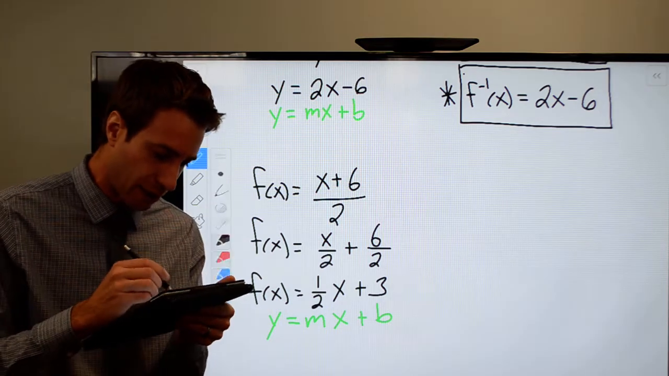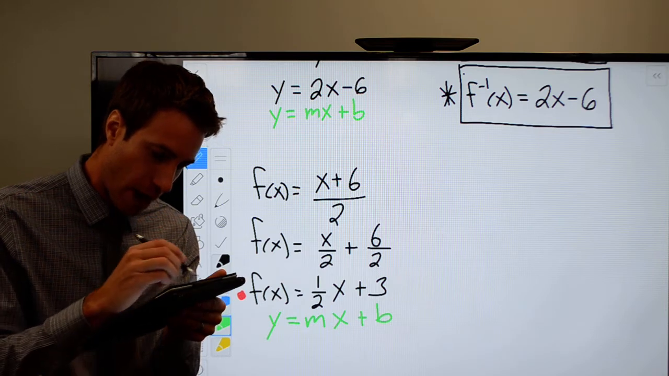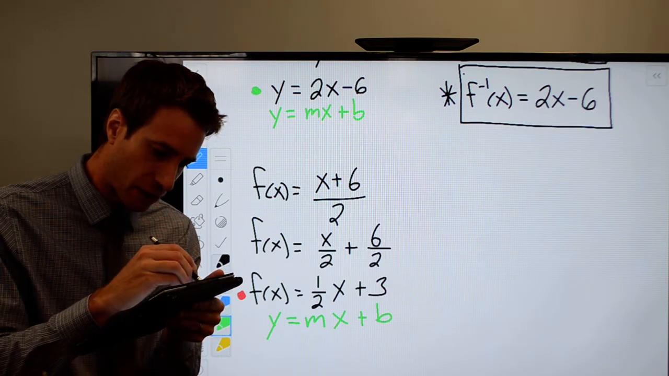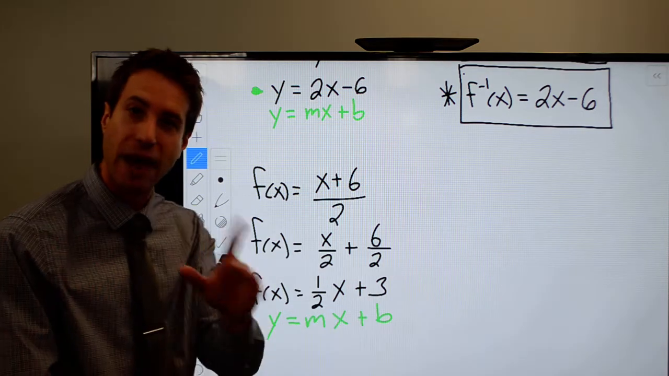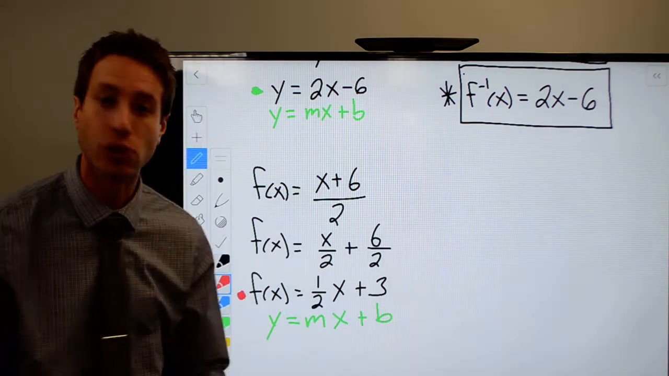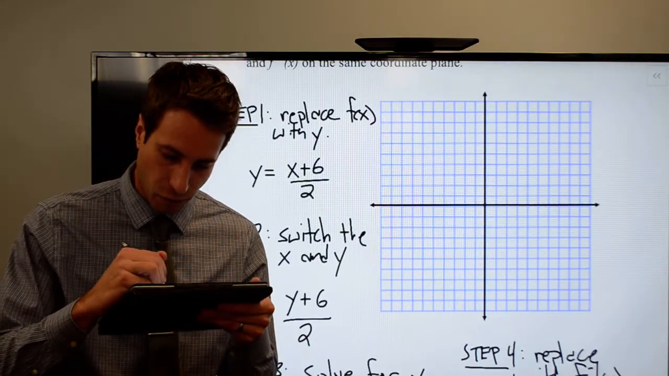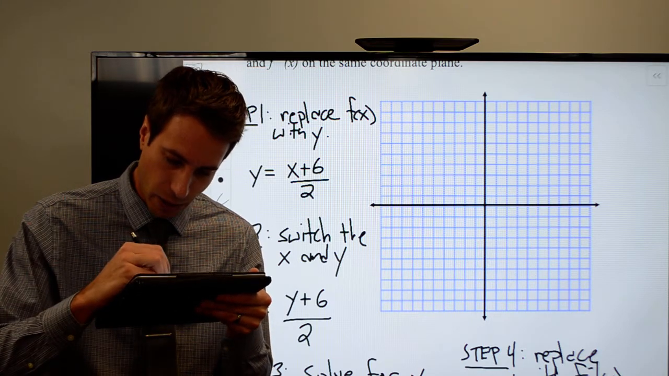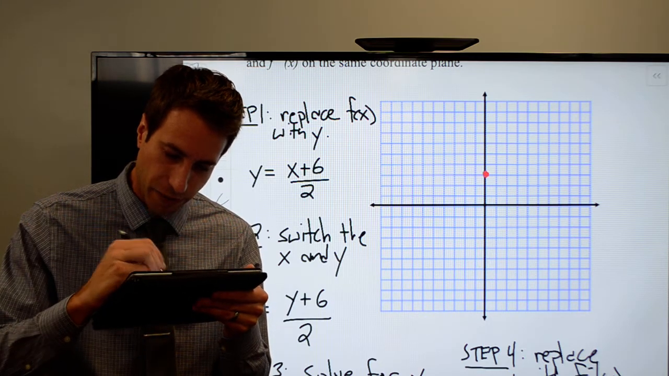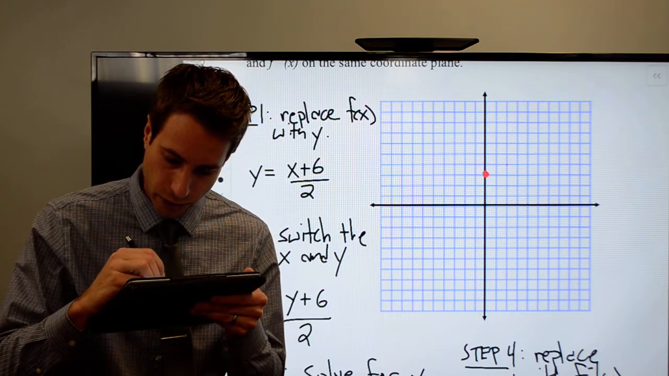We'll do them both in different colors. I'll do my original function, I'll graph that one in red. I'll graph my inverse function in green. So my original function has a y-intercept of 3 and a slope of 1/2. 1, 2, 3. Make sure I have the right color. I was going to do red. Yep. All right, so a y-intercept of 3 and a slope of 1/2. That means up 1 and over 2.